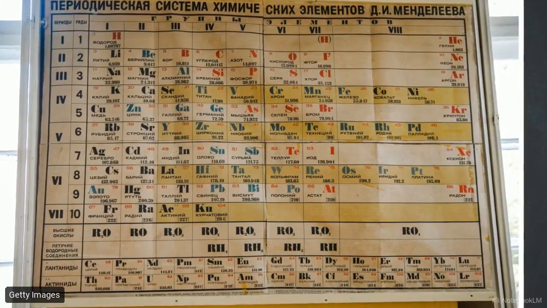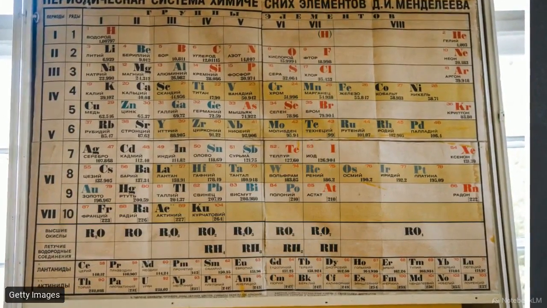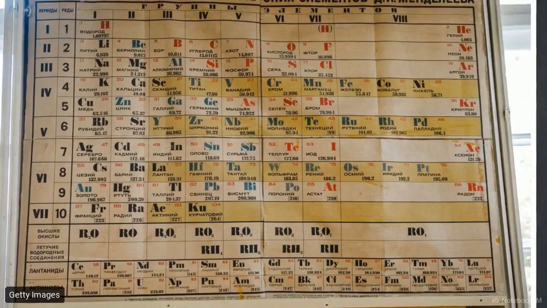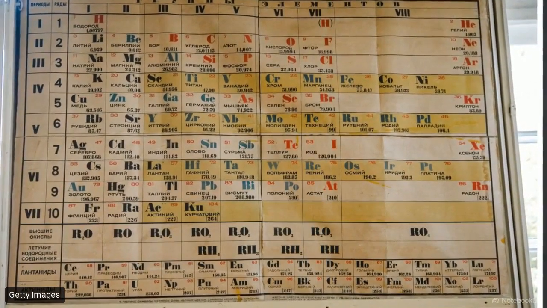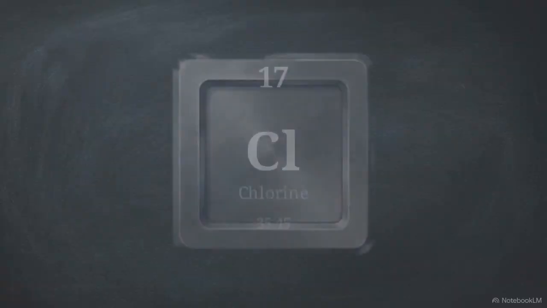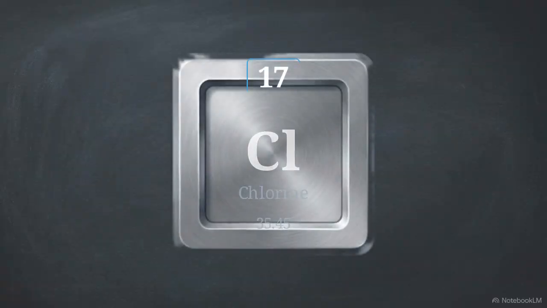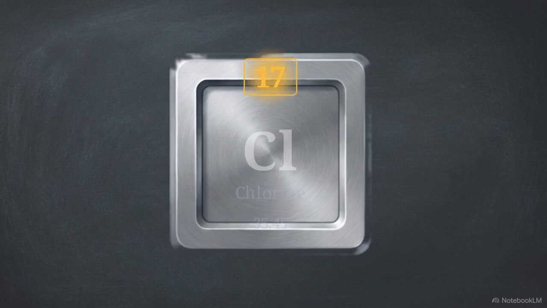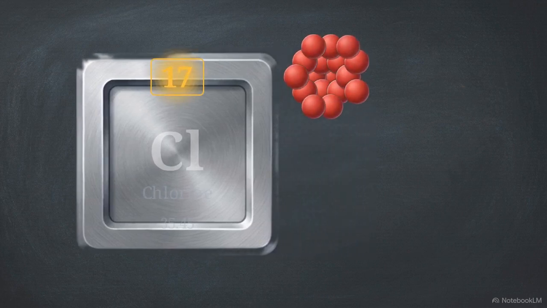To a chemist, the periodic table is a repository of absolute physical truths. Every number on this chart represents a fixed, measurable property of the universe. Take a common element like chlorine. At the top of the cell is the atomic number. This is an exact integer, 17, representing the absolute count of protons inside a chlorine nucleus.